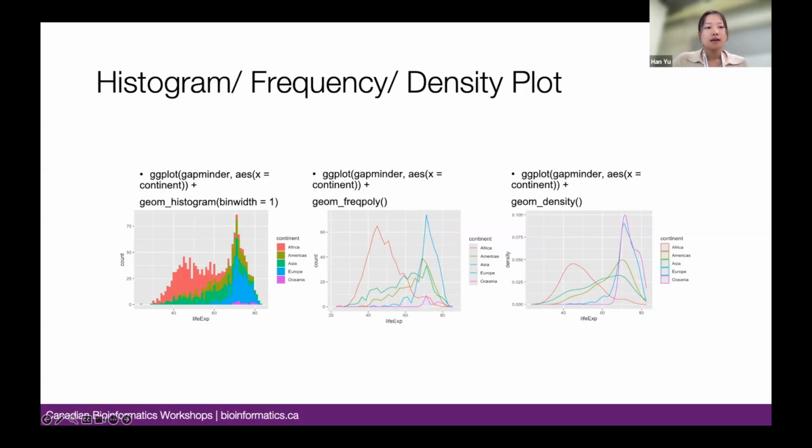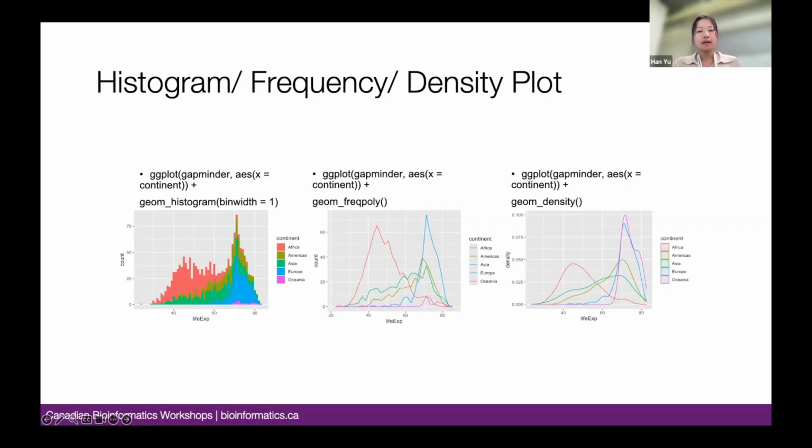The first one is the histogram. The histogram uses bars to represent the data distribution, and the bin width, as you can see here, we set equal to 1. So it affects how detailed the distribution appears. In this case, it visualizes the overall trends in life expectancy on the x-axis, while stacking data from different continents.